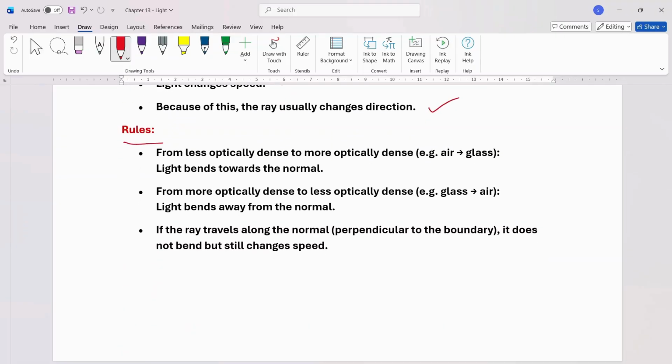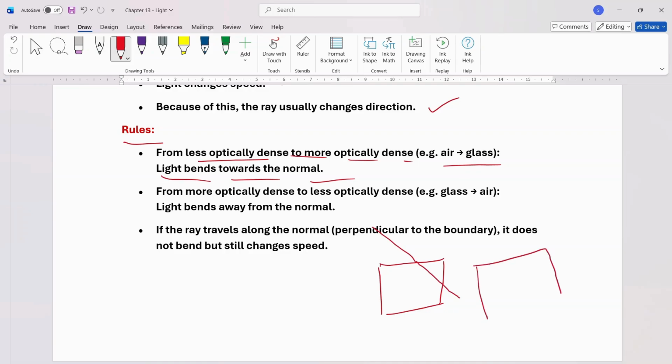Rule: from less optically dense to more optically dense, for example, air to glass, light bends towards the normal. So when the light hits the glass, it bends. In any direction it can bend, but it needs to show some bending.